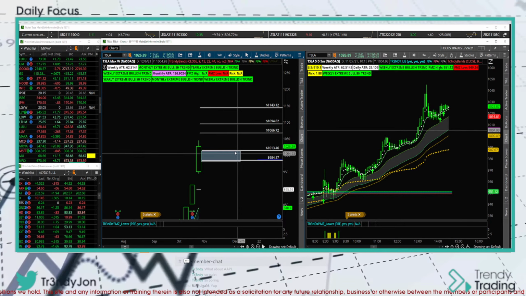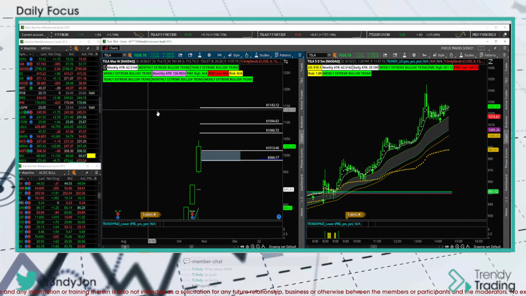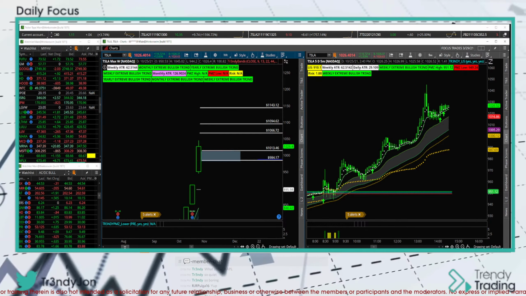If we pull back in here, I'm hands off until I get a buy signal. Okay, so that is Tesla. Let's go ahead and take a look at some other trades that we had today.